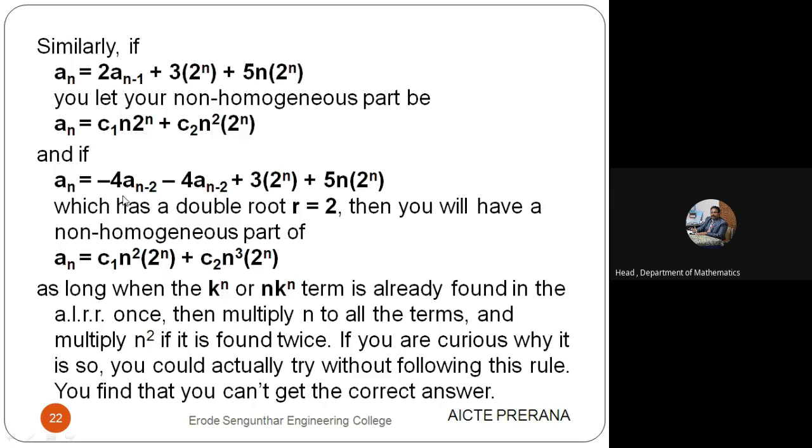Since here we have r square minus 4r plus 4, we write the associated homogeneous recurrence relation for this equation as an minus 4 an minus 1 plus 4 an minus 2 equal to 0. Therefore, we have r minus 2 into r minus 2 equal to 0, so r equal to 2, 2. R is a double root. Then the solution is an equal to C1 into n square into 2 power n plus C2 into n cube into 2 power n. In this way, we have to solve non-homogeneous recurrence relations.